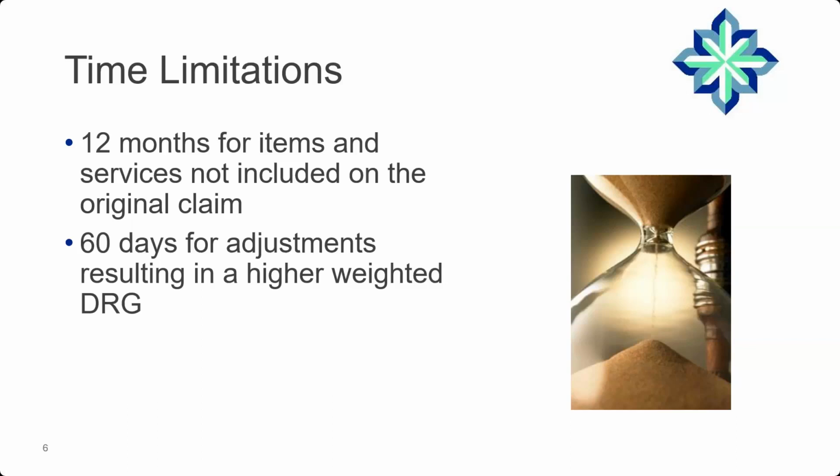Now, an exception to this is going to be if you are making changes to a claim that would result in a higher weighted DRG. So maybe you have to make changes to a diagnosis or a procedure code, and that is going to result in you getting a higher payment than you did on the original claim. Now, we're talking about claims that get paid through DRG, so usually like inpatient hospital claims. In these cases, adjustments must be submitted within 60 days of the date of the remittance advice for the original claim. Failure to meet that deadline is going to result in the adjustment being rejected.